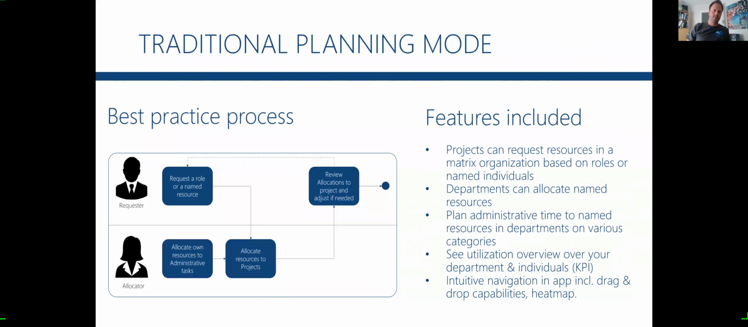Looking at Team Planner. Team Planner comes with some features in traditional planning. Projects can request resources in the matrix organization based on named individuals. So you can request on role level, but you could also request directly on names. Best practice is using roles in the traditional planning mode. Departments can allocate named resources to the projects. They can also plan administrative time on various categories.